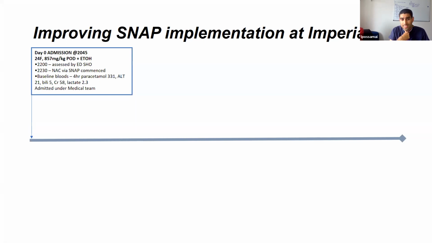She did have a quite significant paracetamol level at 4 hours, over 300, a lactate of 2.3, but otherwise stable or normal renal and liver function on presentation. She was admitted then under the medical team for further management.